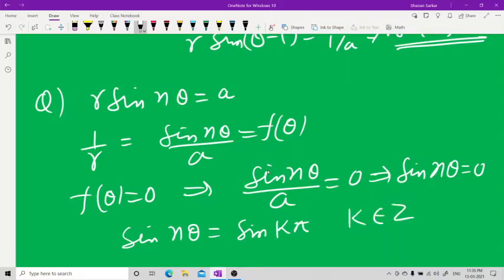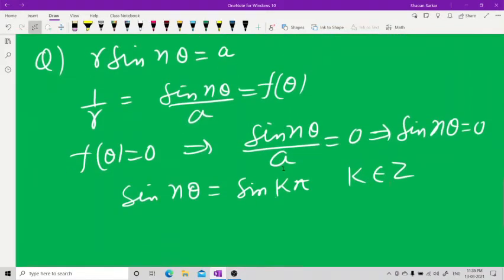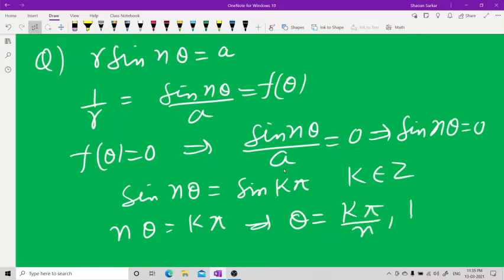I told you, sin pi, sin 2 pi, sin 3 pi, sin 4 pi are all 0. Sin 1 pi, 2 pi, 3 pi all become 0. Compare both of them. So n theta is k pi. From here you will get theta equal to k pi by n, where k belongs to integers.